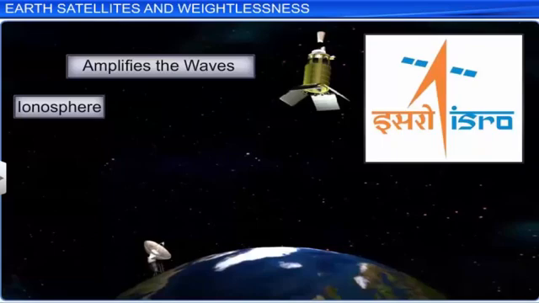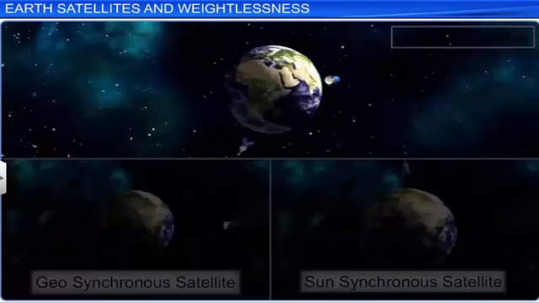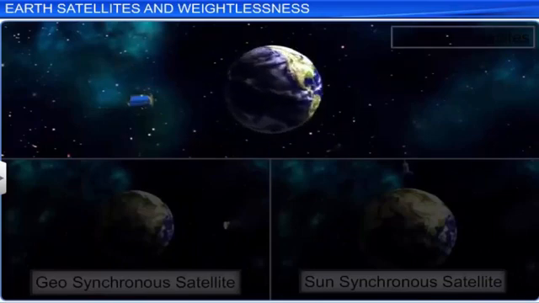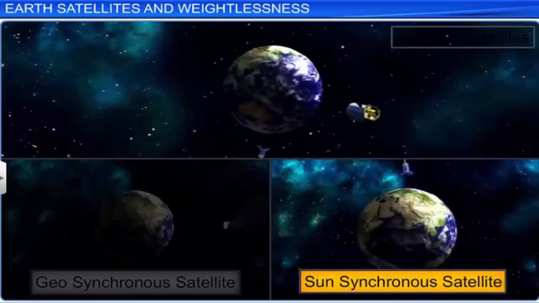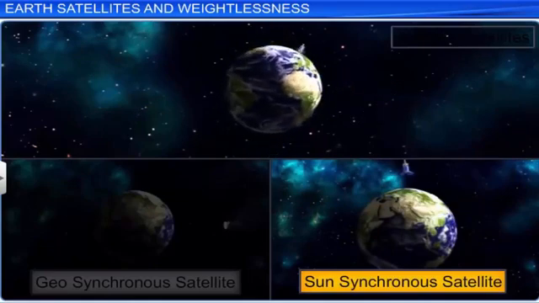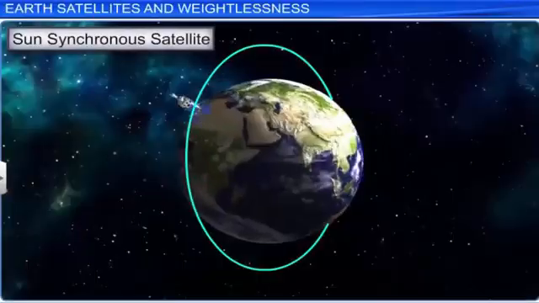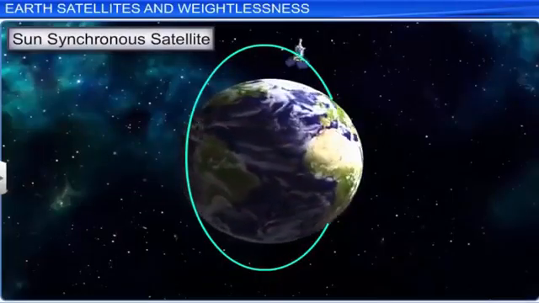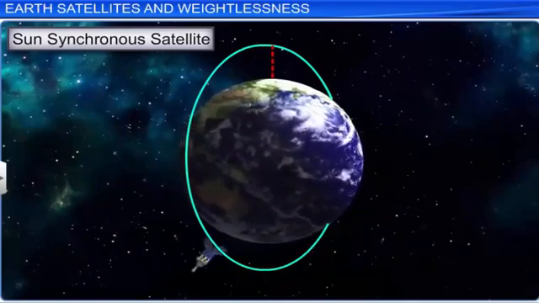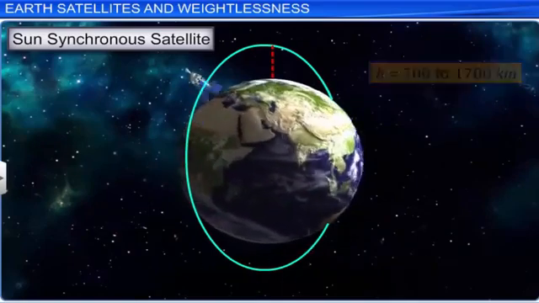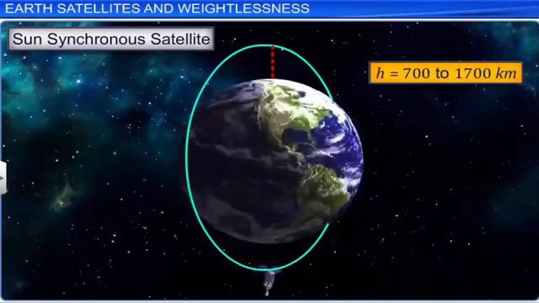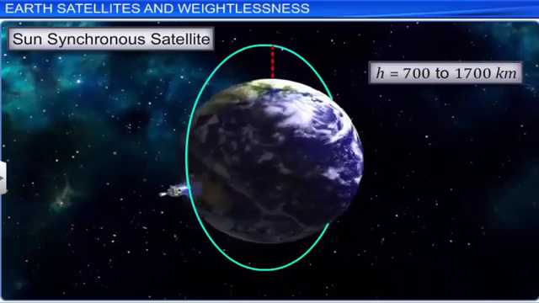Now, you will learn about the second type of artificial satellite, a sun-synchronous satellite, also referred to as a polar satellite. The altitude of a polar satellite is lower than that of a geostationary satellite, that is, in the range of 700 to 1700 kilometers. Accordingly, the time period of such a satellite is of the order of a few hours.